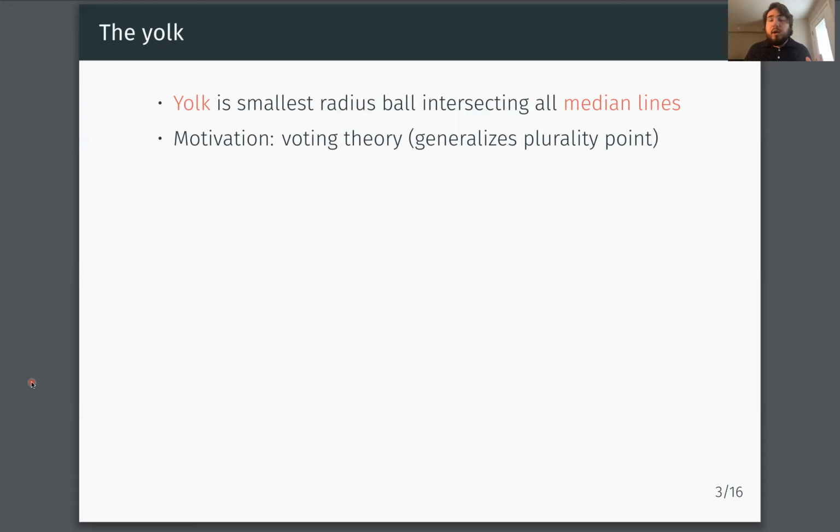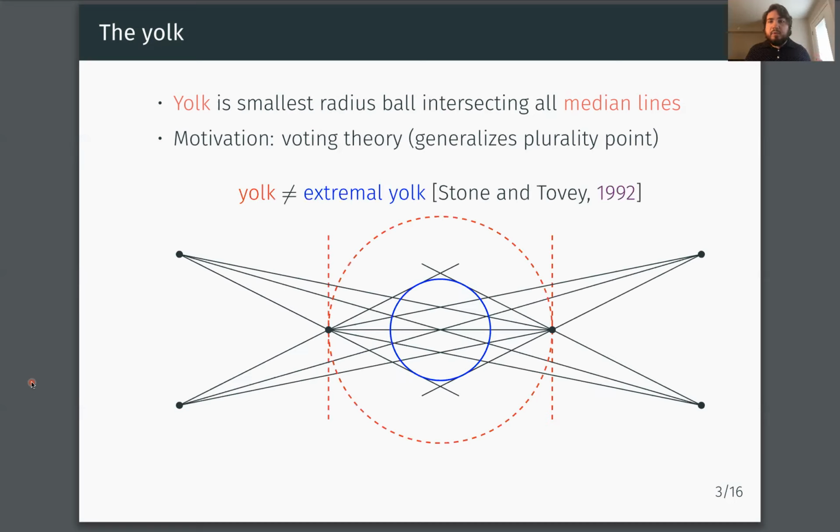Okay, so in fact, for a while it was thought that to compute the yolk, it sufficed to just restrict our attention to computing all extremal median lines and looking for the smallest ball intersecting all of those lines. But this example shown by Stone and Tovey in 92, in fact, shows us that this is not the case. So here I've got an example of 6 points in the plane where the extremal yolk is indeed intersecting all extremal median lines, but the yolk, the large red dashed ball, intersects all median lines and in general is much larger than the radius of the extremal yolk.